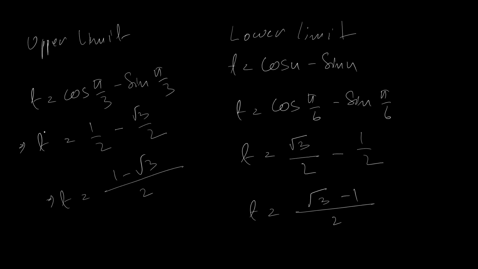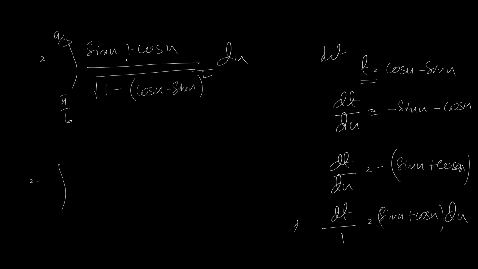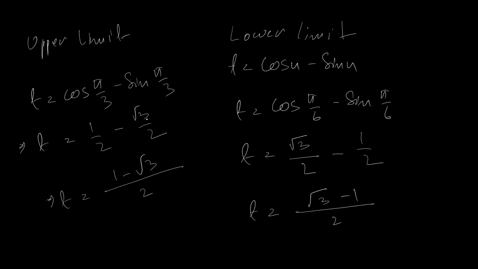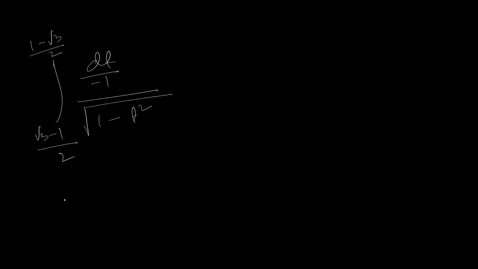This is the upper limit. So therefore in the integration, the lower limit is (√3 − 1)/2, and the upper limit is (1 − √3)/2. In place of sin x + cos x, this will be dt by −1, over the root of 1 − t². So here you see this will be (dt by −1) over the root of 1 − t². This is what I got here.